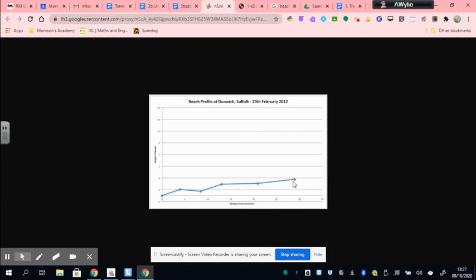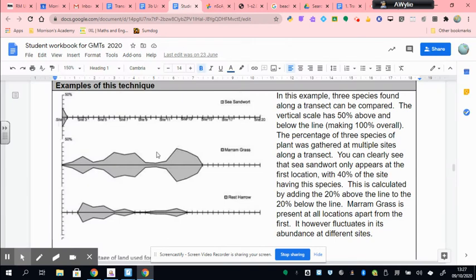Now, if I then put my long profile at the top of that, this beach profile here, I could possibly see that in this location here, there was no marram grass. Why? Because the gradient dropped. I could see that when it was really steep, there might not be anything of a certain species. So I start to be able to relate my gradient data, which I've presented on my long profile, to my kite graphs.